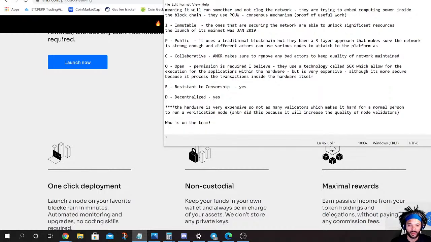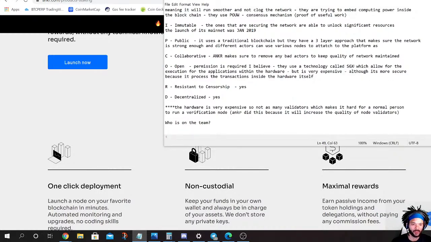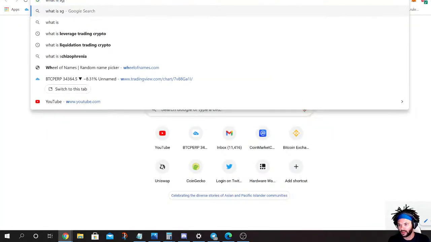Collaborative: ANKR makes sure to remove any bad actors to keep the quality of the network maintained. Open: permission is required. I believe they use a technology called SGX. So again, this is where we're Googling. A technology called SGX, right? So we would just pop in here: what is SGX?